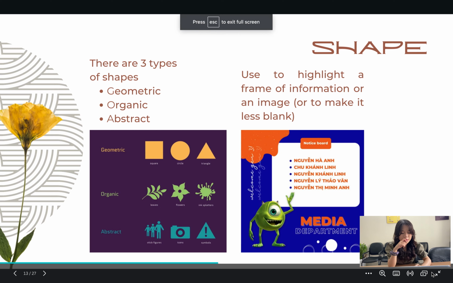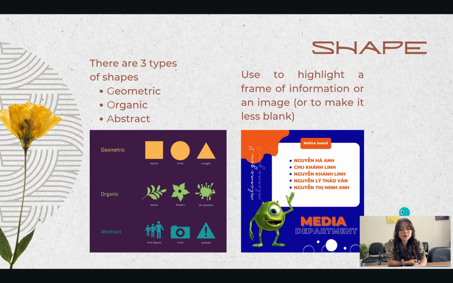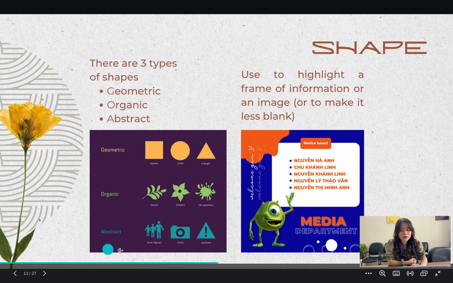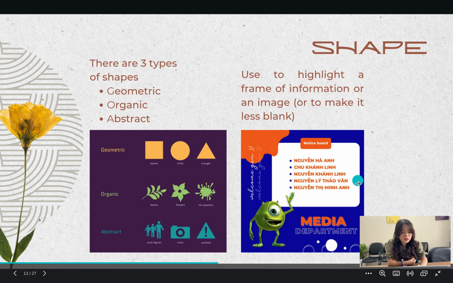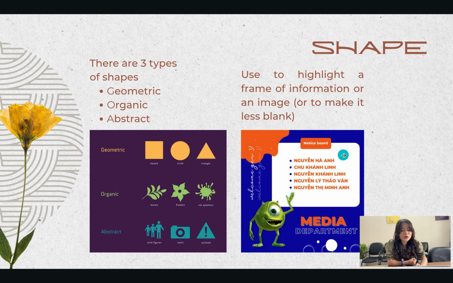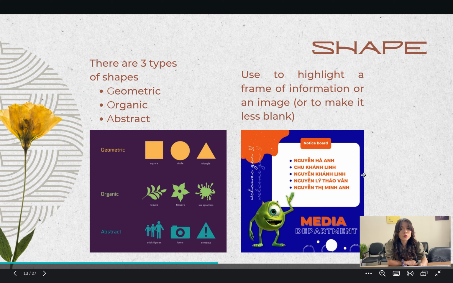So next is the shape. There are three types of shapes in designing. First is geometric, next is organic, and lastly is abstract. You can see here what type of them. The shapes are used to highlight a frame of information or an image. You can see here that in this post there are many kinds of shape. For instance, this orange part is an abstract shape. This one is also an abstract shape, this monster, and this rounded rectangle is a geometric shape. By combining many shapes in your design, you will see that your design looks more interesting, and you can highlight the information. Because imagine that there is no shape, no rectangle, no monster here, just the text here. The design will be very boring.